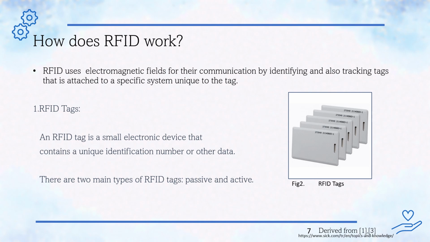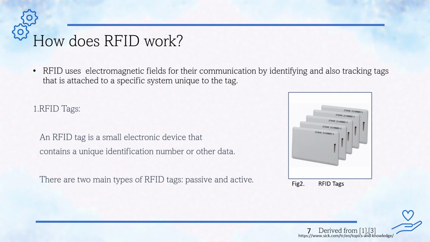RFID, as the name suggests, uses electromagnetic fields for communication, identifying and tracking tags that are attached to a specific system, unique to the tag. As mentioned earlier, an RFID system consists of an RFID tag. Here is a picture of an RFID tag. It is a small electronic device that contains a unique identification number or other data. That is, each tag has a unique number that is compatible only with a specific reader of the same system.